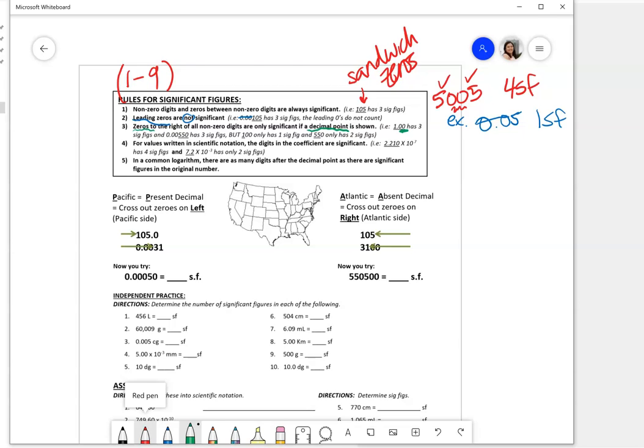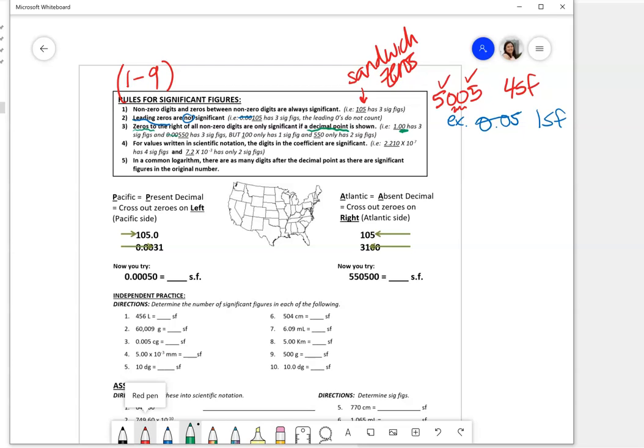Same thing with this one, 0.00550. These zeros in the beginning don't count. That's from our previous rule. 550 has 3 sig figs. Again, that 0 at the end counts because it's after the decimal place.